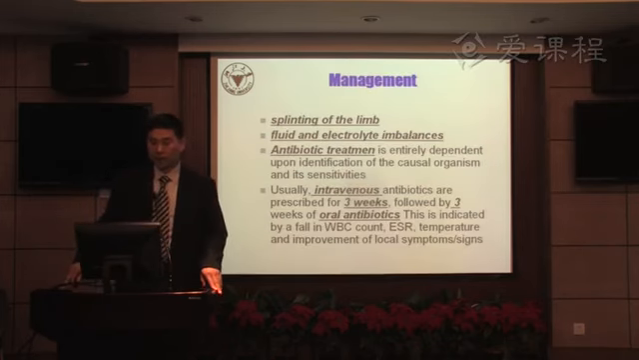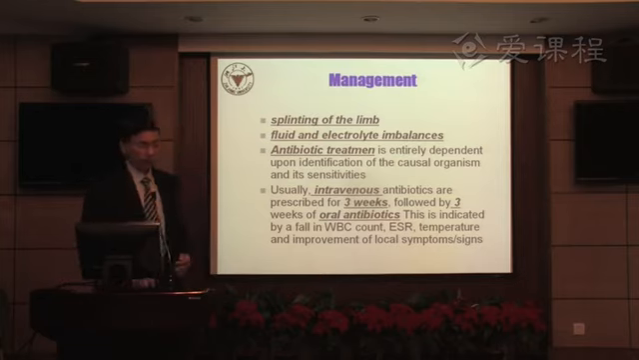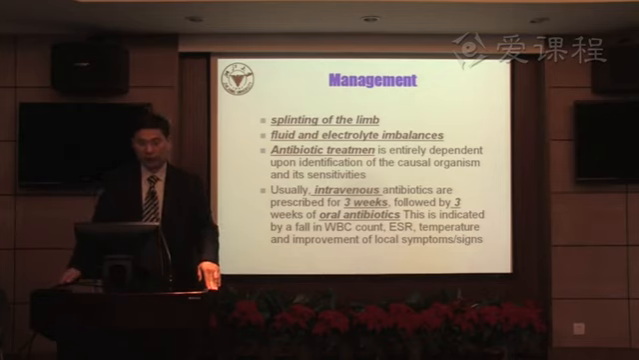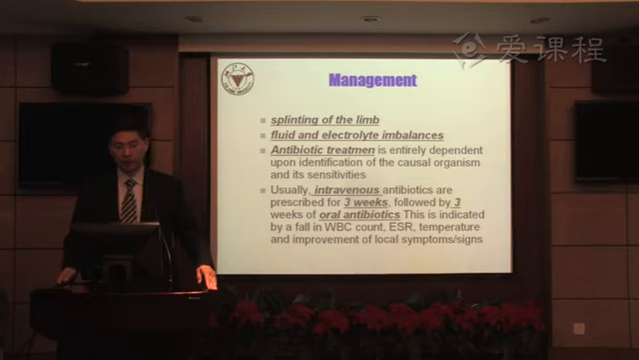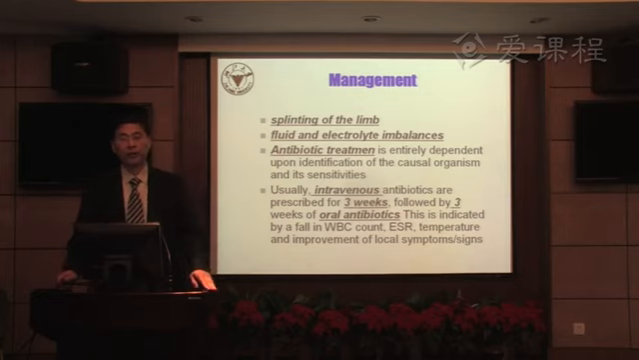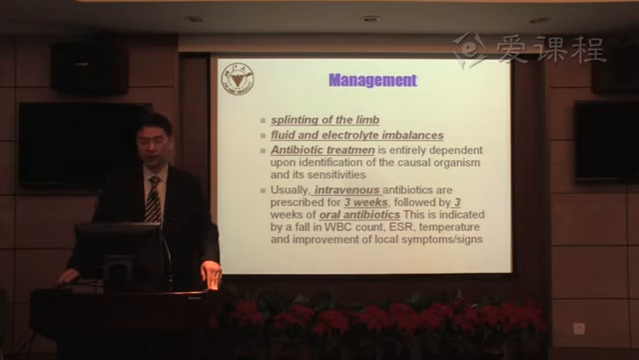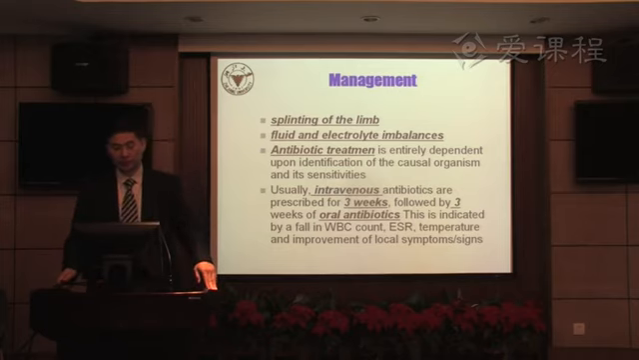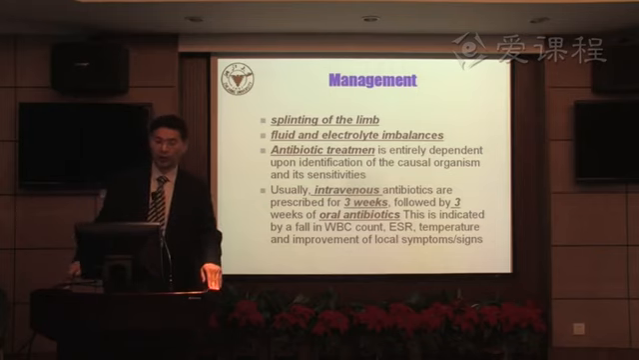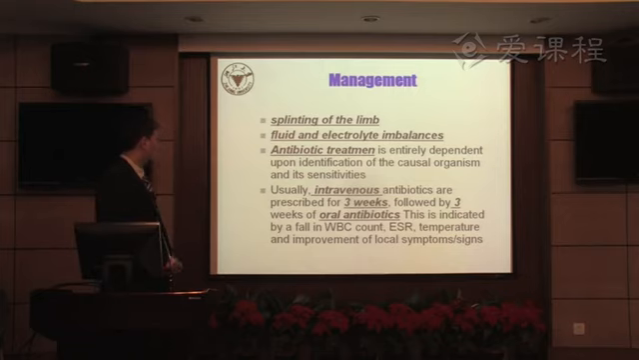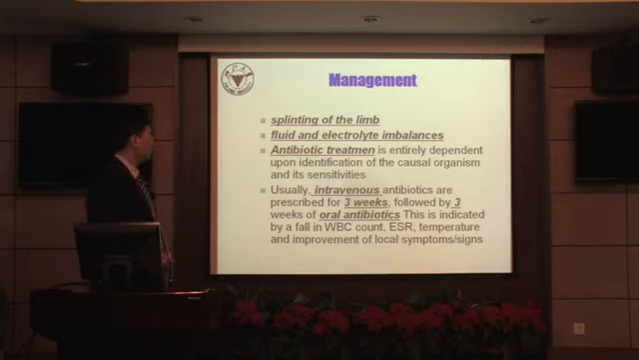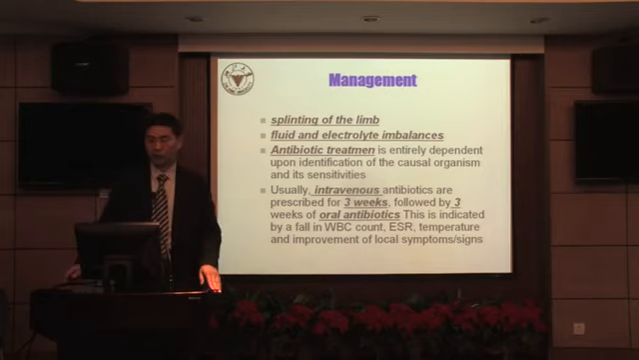And the management of this disease: first was the splinting of the limb. And we correct the fluid and electrolyte imbalances. And the antibiotic treatment is very important. And this was determined upon identification of the causal organism and its sensitivities. Usually, intravenous antibiotics are prescribed for 3 weeks, followed by 3 weeks of oral antibiotics. This is indicated by a fall in WBC count, the ESR and the temperature, and the improvement of the local symptoms.